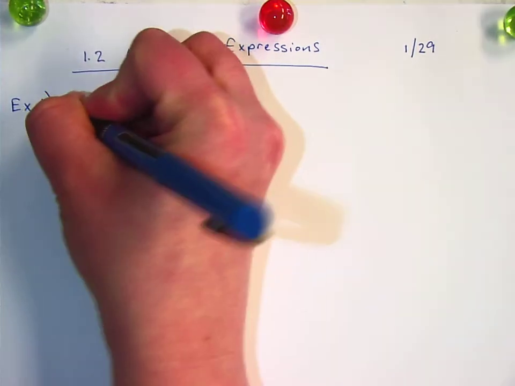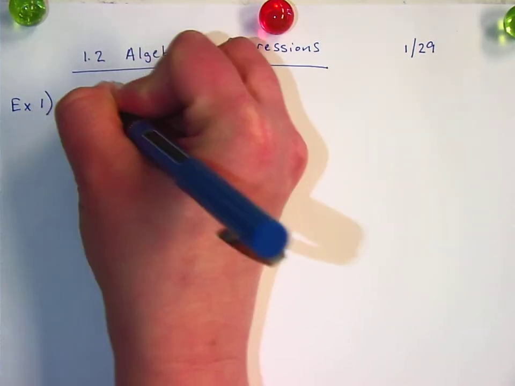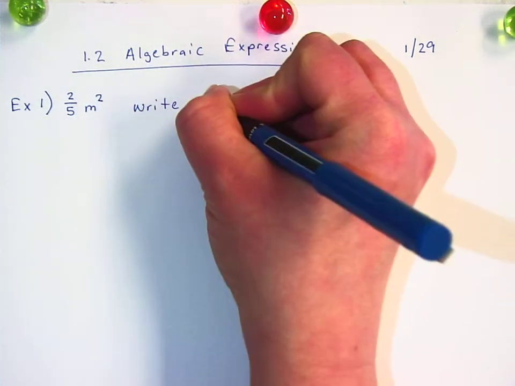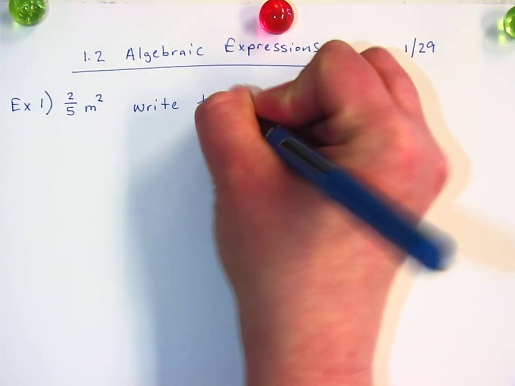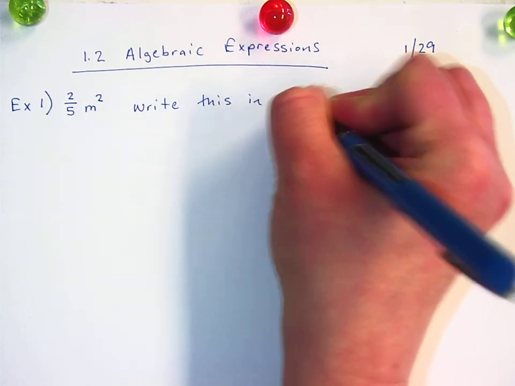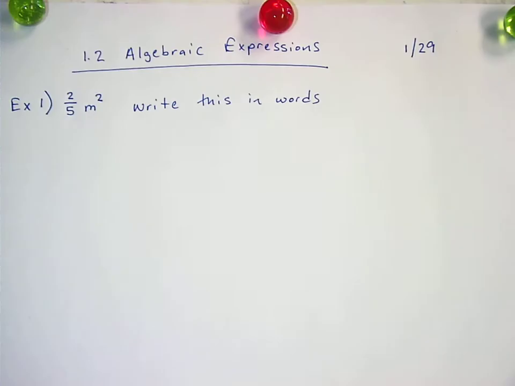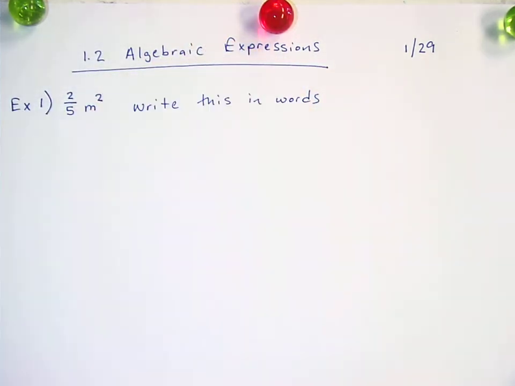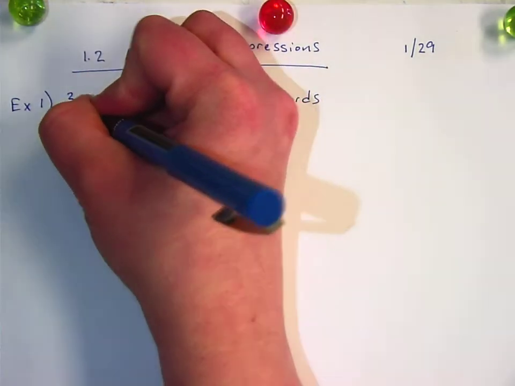This is the first problem we're doing. And what I want you to do is write this in words. I'm going to do this first one with you. If a number is right next to a variable like this, that means that it's being multiplied.